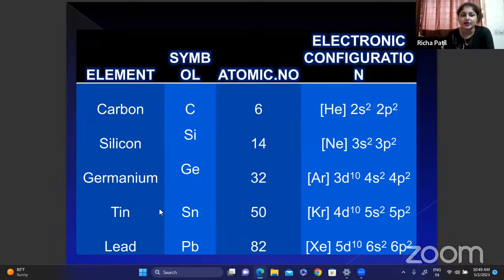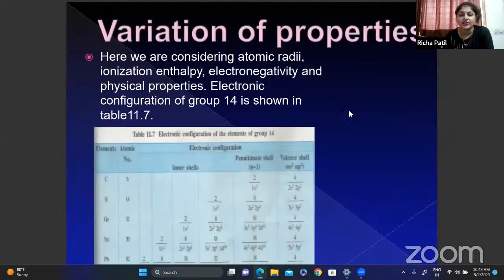So they have 10 d electrons. The tin has d electrons. Lead has d electrons as well as f electrons. Okay, so this is your general electronic configuration. So how it varies? We are considering atomic radii, ionization enthalpy, electronegativity, and so on.